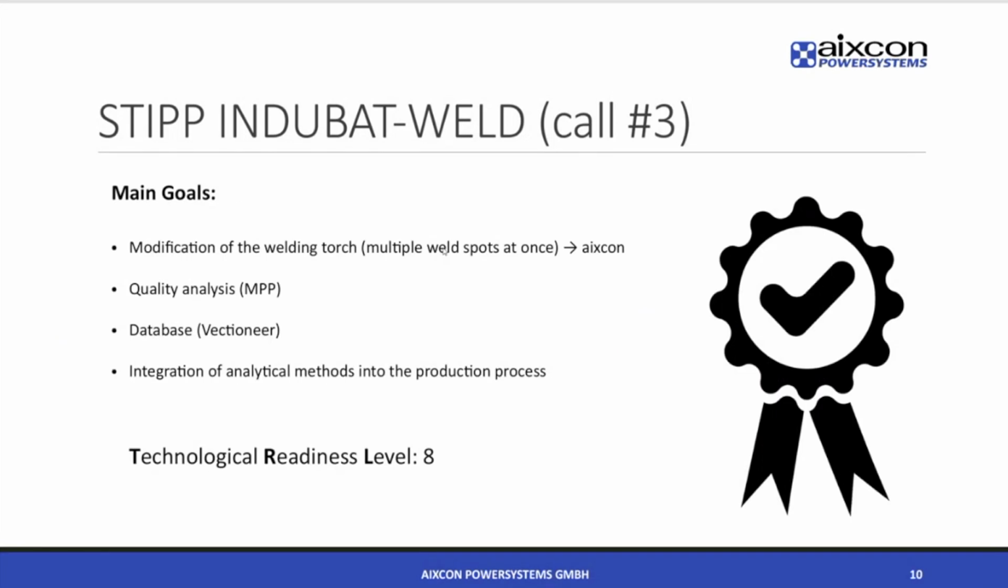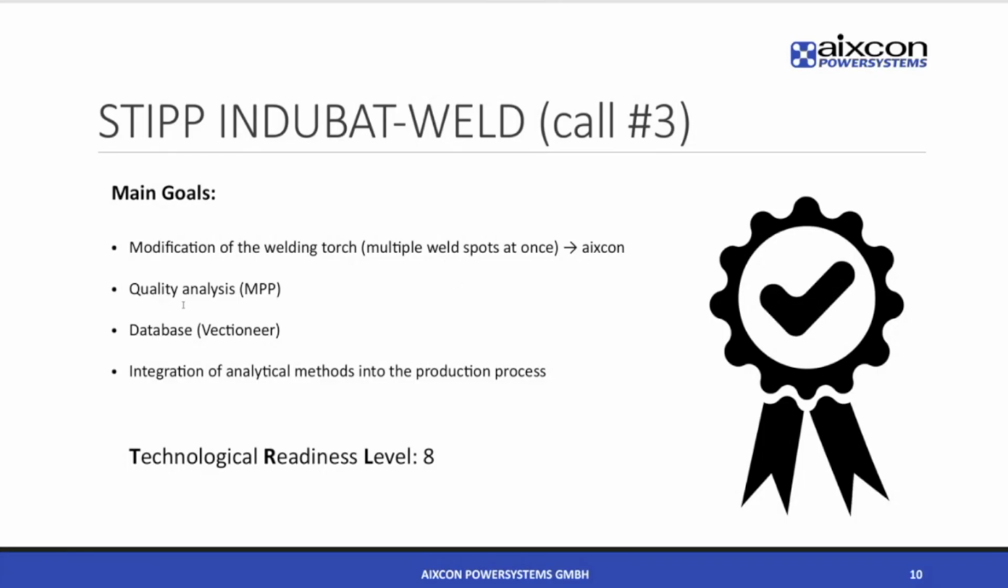The main goal for the next call, for us as XCon, is to modify the welding torch. Now we have to do the positioning for each welding spot, and we want to modify the torch in a way that for each positioning we will do 2, 3, or 4 spots at once, which, we hope, will further increase the production speed.